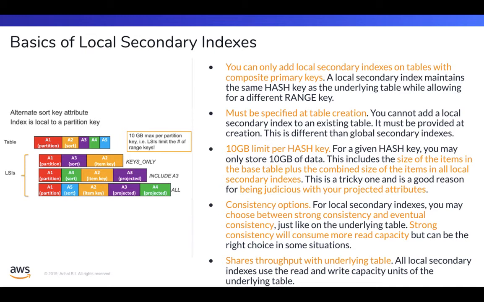You also have a consistency option when it comes to a local secondary index. You could choose whether it is strong consistency or eventual consistency. Strong consistency will consume more capacity, almost double the capacity, but it might be the right choice in some situations. They share the throughput with the underlying base table, so they don't have a separate throughput capacity.